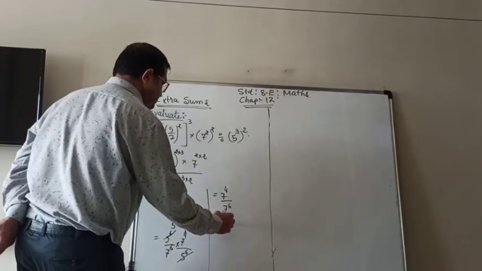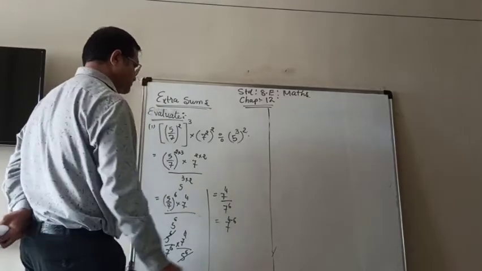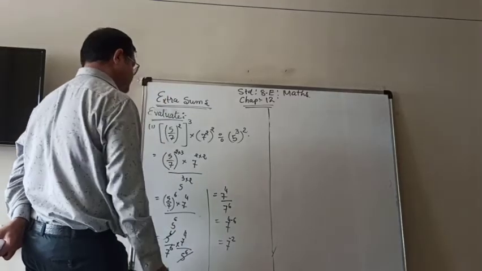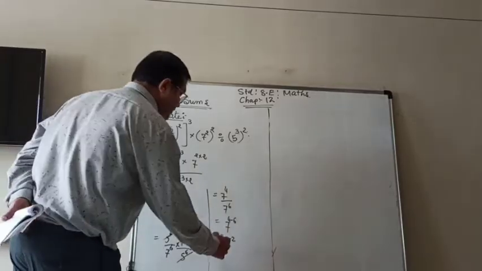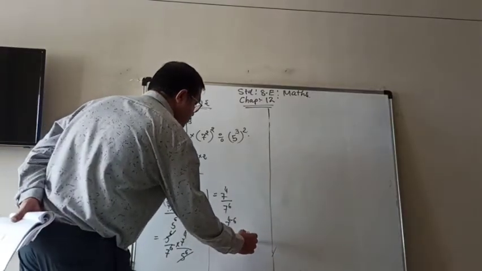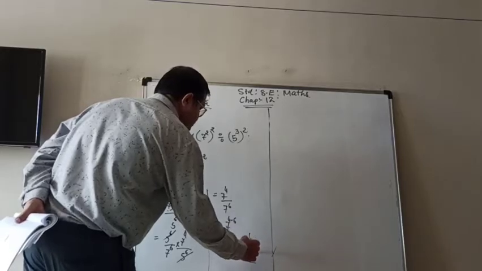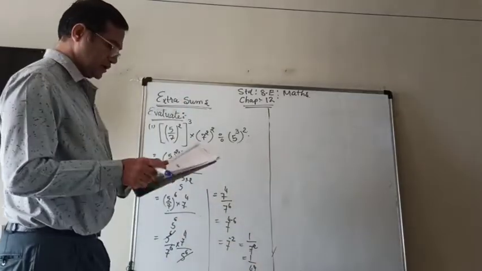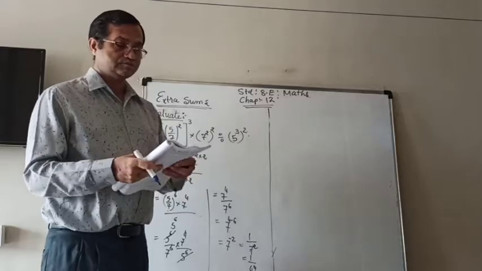So then we have to subtract. So 7 raised to 4 minus 6. 4 minus 6 is minus 2. Minus 2, when it goes in the denominator, becomes plus. So 1 upon 7 squared. So the answer: 7 squared is 49. Let's take one more sum.